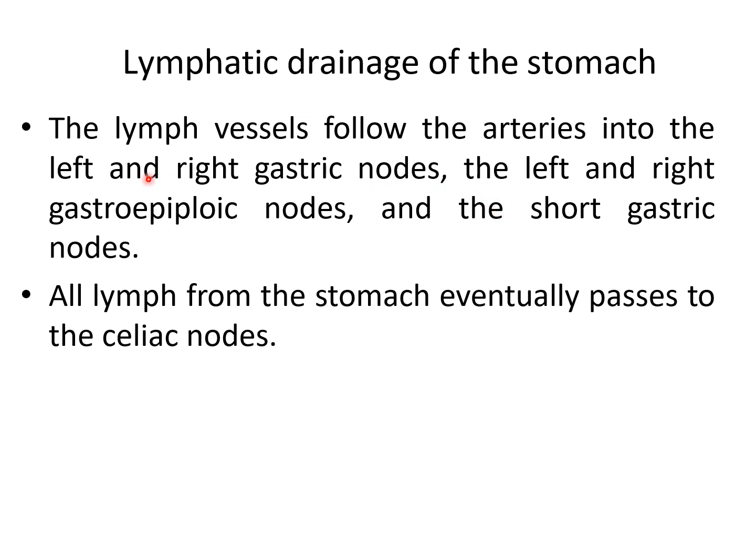We can see left gastric artery, left gastric vein, right gastric artery, right gastric vein, left and right gastroepiploic arteries and vein, short gastric arteries and vein. Similarly, the nodes also: left and right gastric nodes, left and right epiploic nodes and short gastric nodes. All lymph from the stomach eventually passes into celiac nodes.